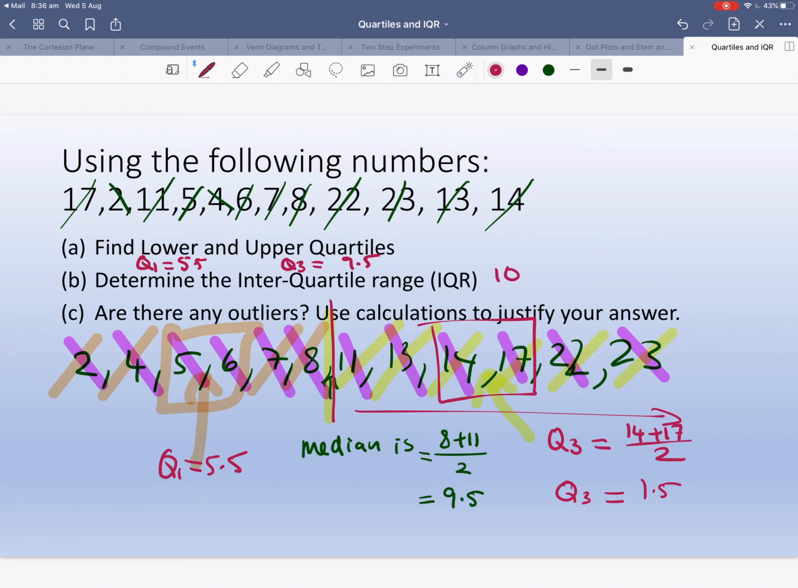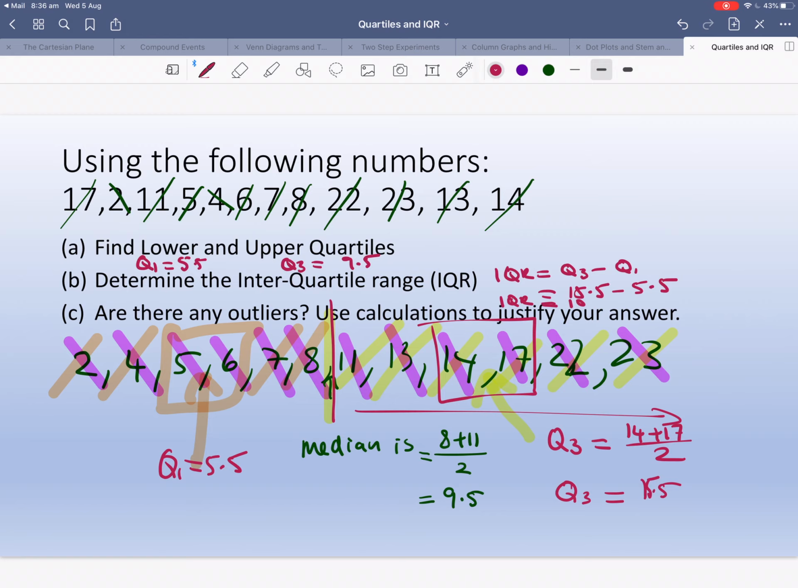Determine the interquartile range. So the interquartile range is, remember, the highest quartile minus the lowest quartile. So that is the highest quartile, I've actually written it wrong, 15.5, is 15.5 minus 5.5. So essentially, the interquartile range will be 10, all right?